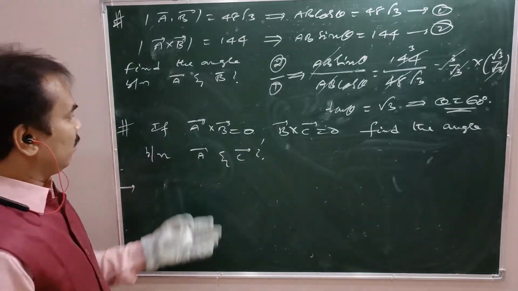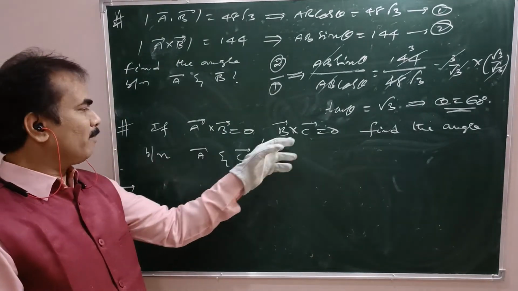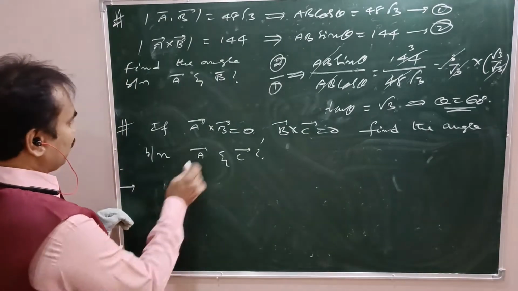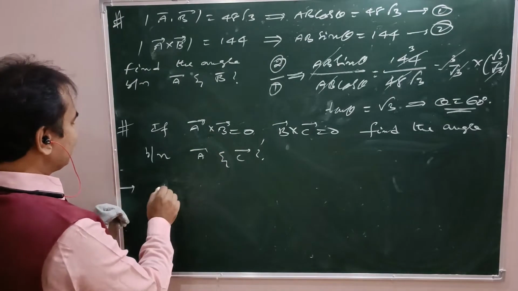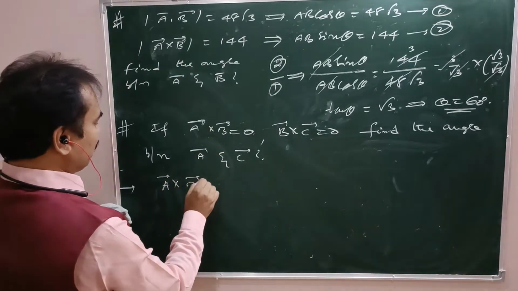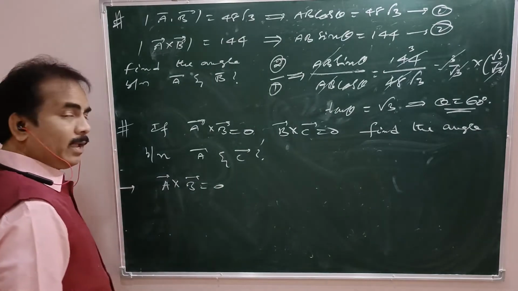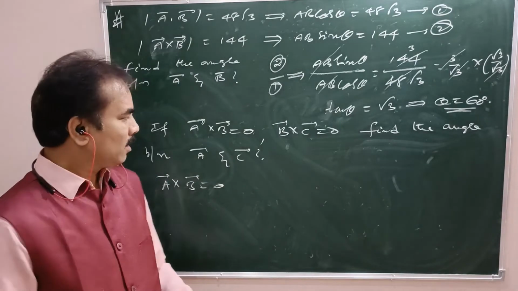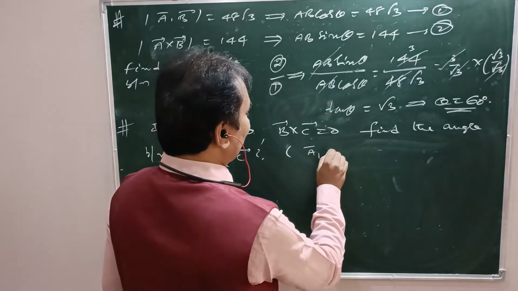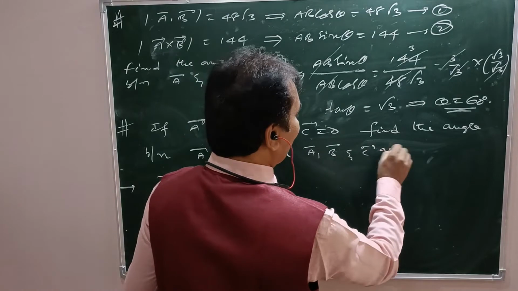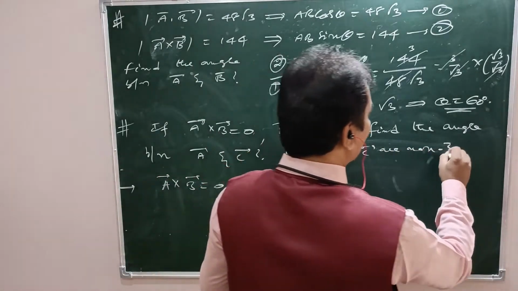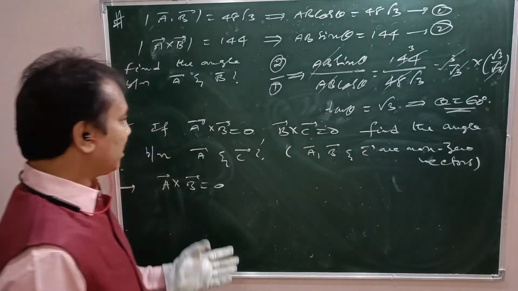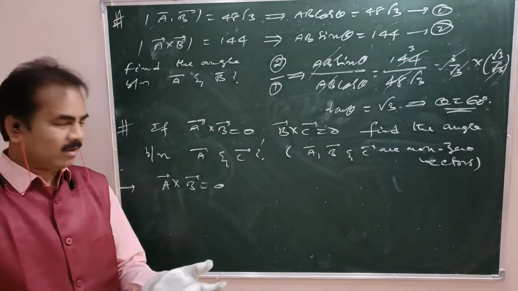See, we have two results, A cross B 0, B cross C also 0. Alright. Coming to first point, that is A cross B 0. Suppose A bar, B bar and C bar are non-zero vectors. Non-zero vectors, right?